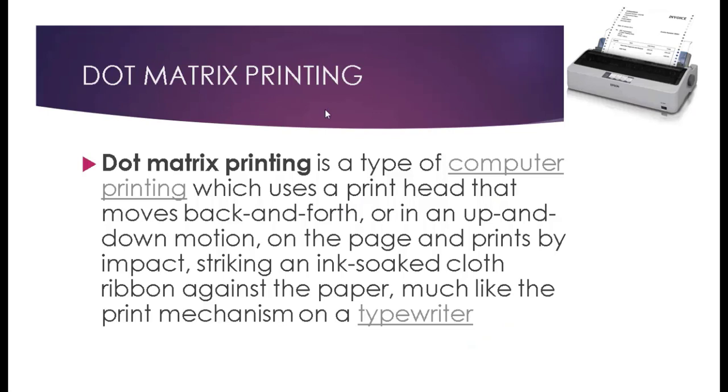Dot matrix printing. Dot matrix printer is a type of computer printer which uses a print head that moves back and forth or in up and down motion on the page and prints by striking an ink-soaked cloth ribbon against the paper, much like the print mechanism on a typewriter.